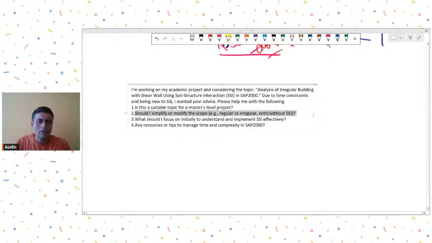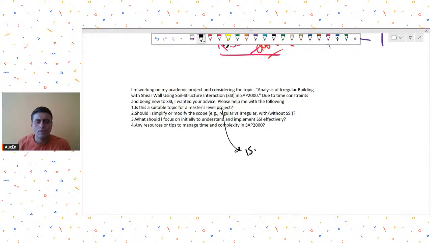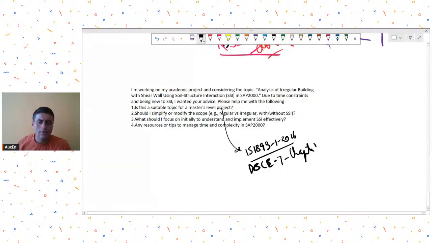Should I simplify or modify the scope? What should I focus on initially to understand and implement? Any resources or tips to manage time and complexity? See, I don't have much experience of working on soil structure interaction, so I won't be able to guide you much on this. My suggestion would be to first go properly through IS 1893, try and understand the basics of earthquake engineering. Maybe you could go through ASCE for further references, chapter 11 and 12. I think ASCE 7 also has a chapter on soil structure interaction. So maybe you could go through that.